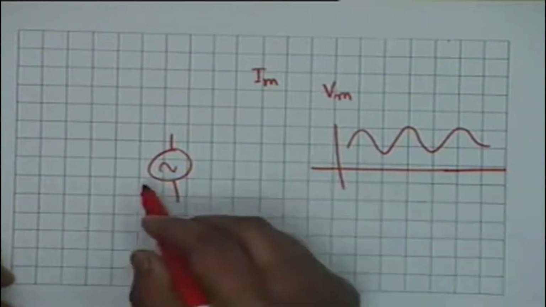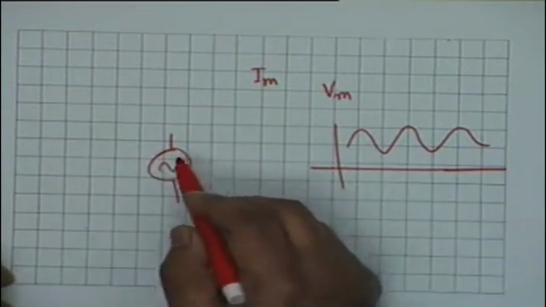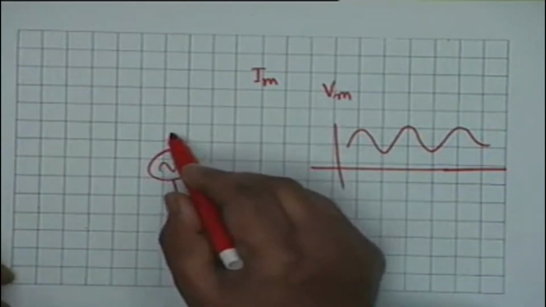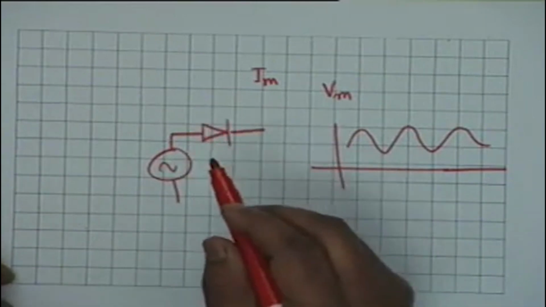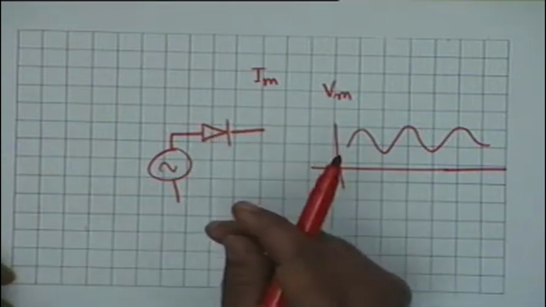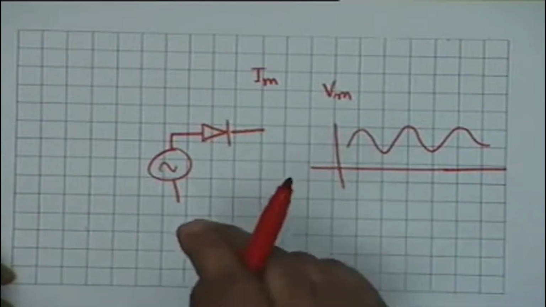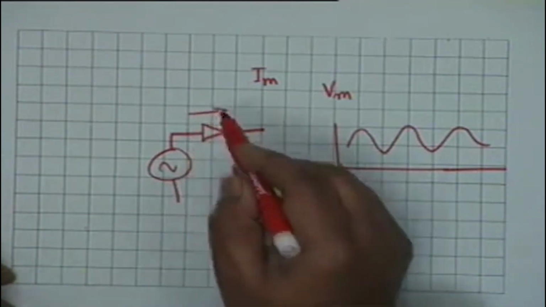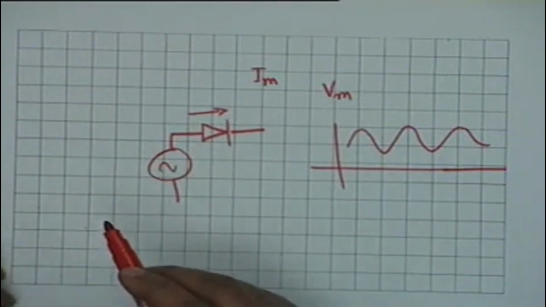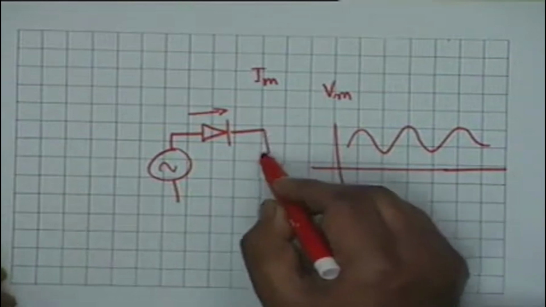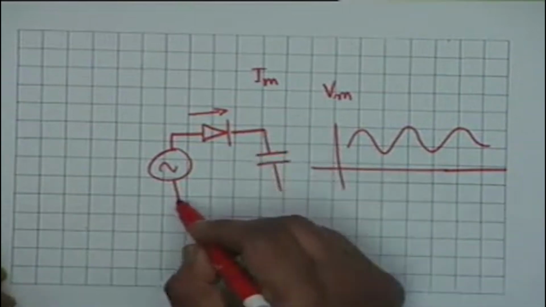So suppose I have a fluctuating voltage, let us say, and we wish to measure its peak value. Then what we do is we rectify this by means of a non-linear device, a diode, which passes current easily in the forward direction, and it does not pass current easily in the reverse direction. And then what we do is we take a capacitor.